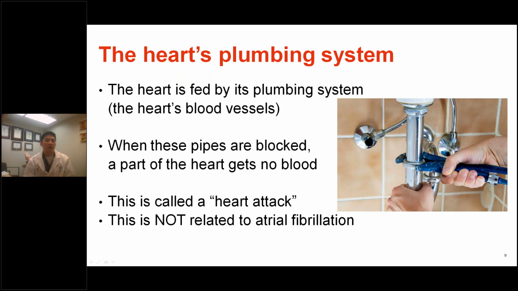When you have a blockage in the piping system of the heart, then not enough blood and oxygen goes to a part of the heart. And that part of the heart, because it's not receiving blood and oxygen, begins to die. And that's what we call a heart attack.